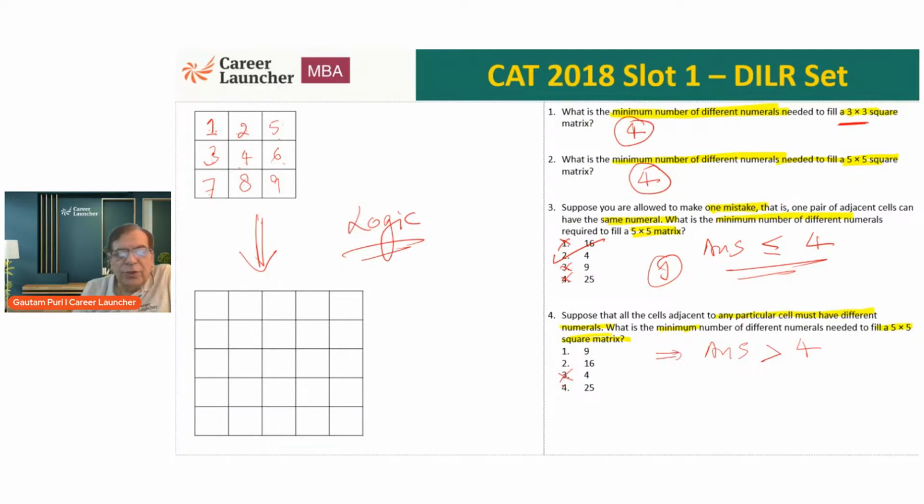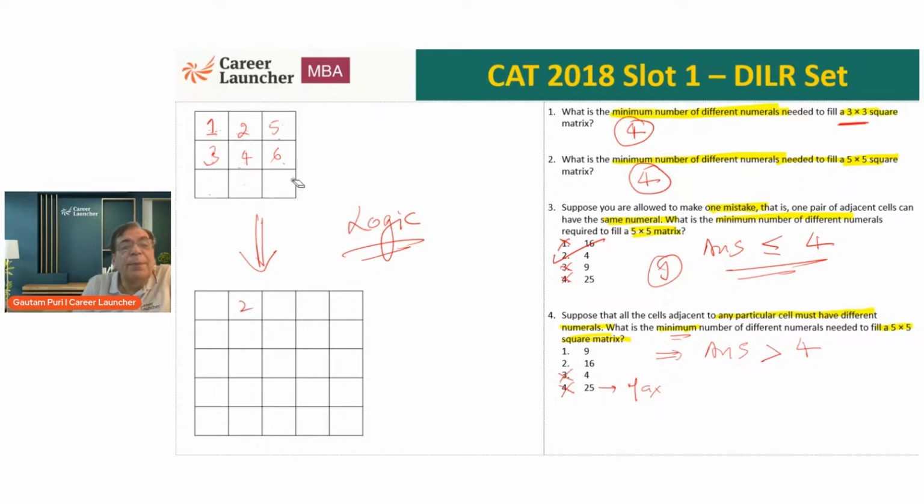We shall come back to question 4 in a minute. Okay. And choice 5 also cannot be the answer. Why can't 5 be the answer? If it is 25, what does that mean? Each cell is different, and so on and so forth till 25. So 25 is not the minimum number of numerals. This is the maximum number of numerals. So 25 cannot be the answer.